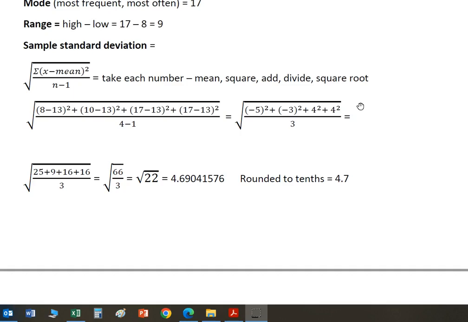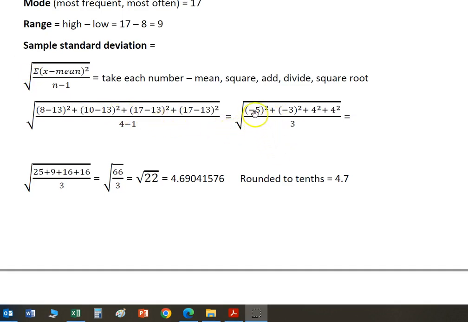On the bottom, n minus 1. N means the number of numbers. So 4 is the number of numbers, and the formula for sample standard deviation tells us to subtract 1. This funny looking symbol is the uppercase Greek letter sigma, and it means to add. So that's why we have the additions in between these parentheses.